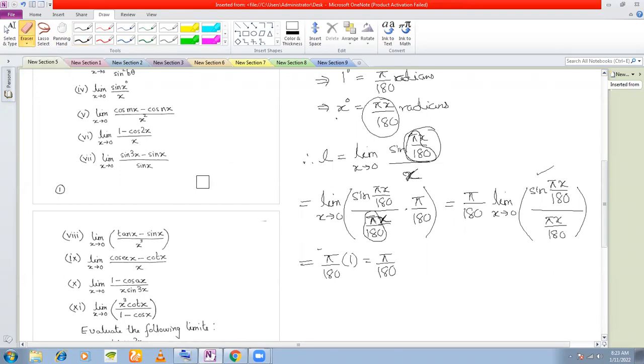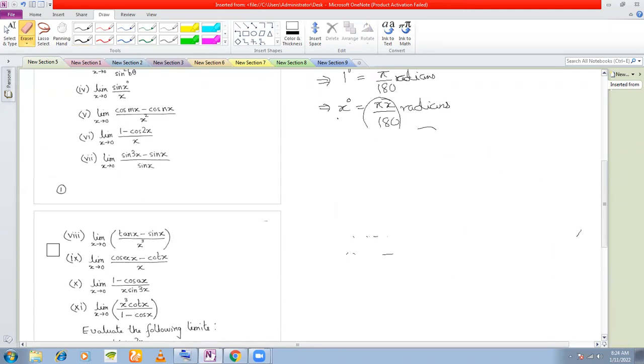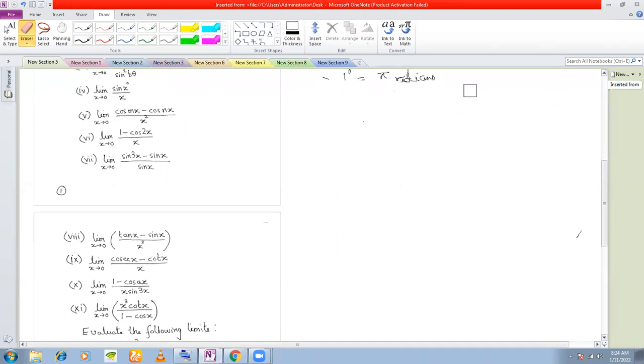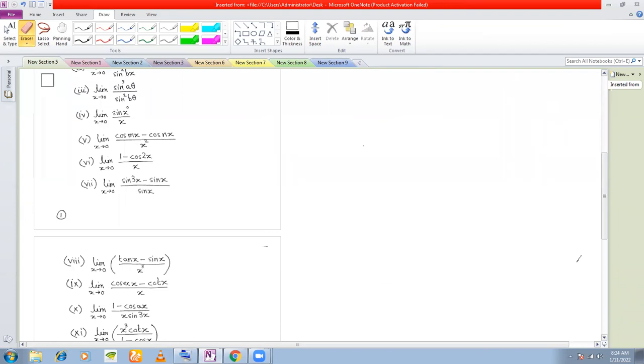Okay. Next one. Number 5. L is equal to limit x tends to 0 cos mx minus cos nx divided by x square. Okay.